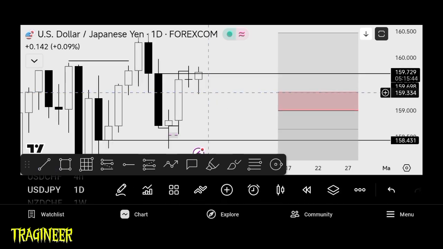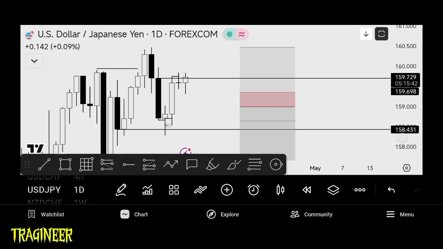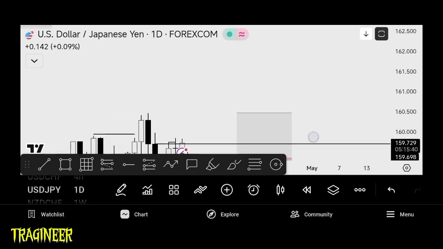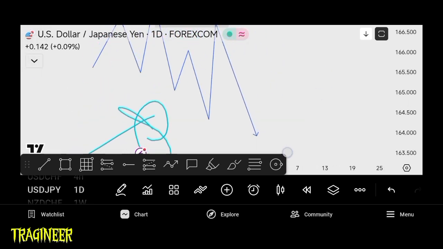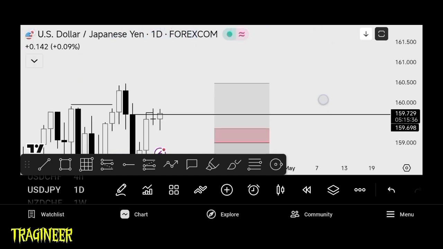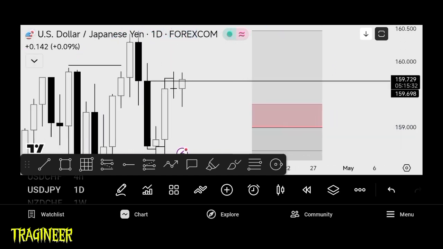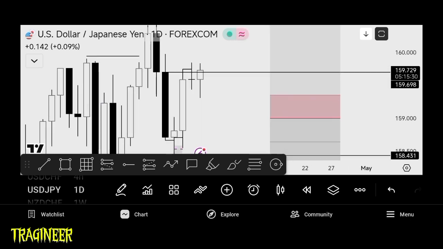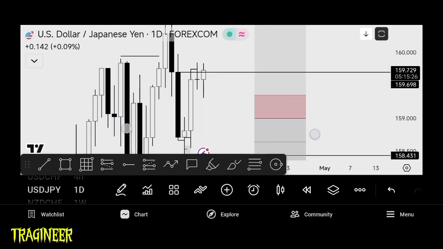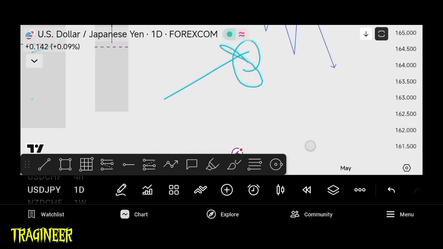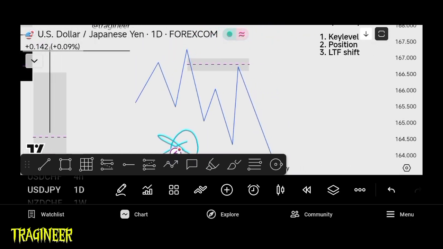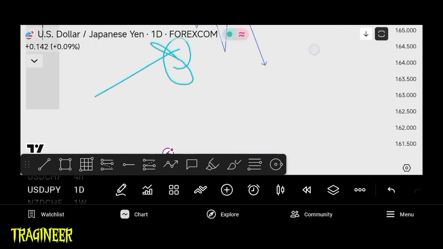So what else can we see? We can see that price has actually ticked our boxes for the first criteria, which is price should be reacting off a key level. Second criteria, which is price should be in a premium level for a sale. But then the third one is a lower time frame shift, right? And this is the exact lower time frame shift we should see, something like this. We should see this on our lower time frame.